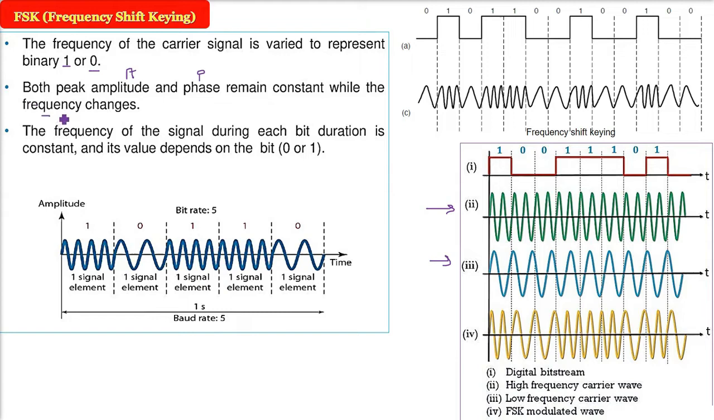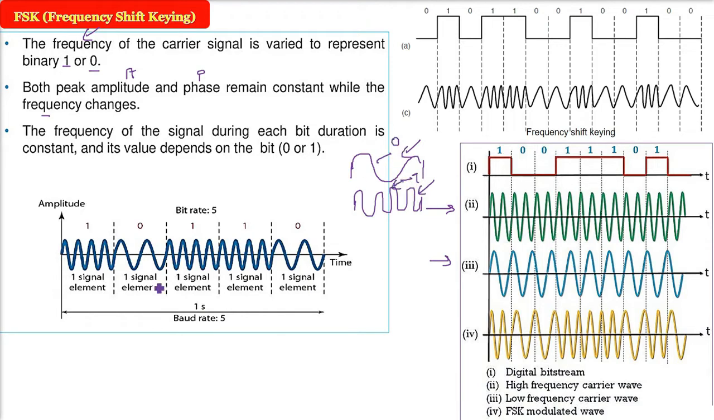The frequency of the signal during each bit duration will be constant. It may represent a 0, it may represent a 1. Frequency is what? The number of oscillations per second. For example, this is the range. Now I can make a wave like this. In the same range, I can show the wave like this. So one has the low frequency, the other has a high frequency. So one may represent say 0, the other may represent a 1.